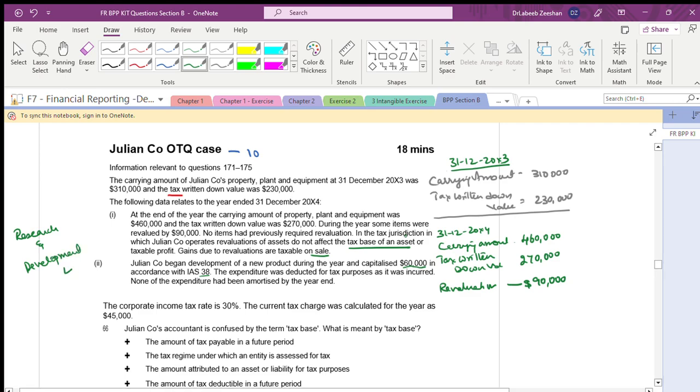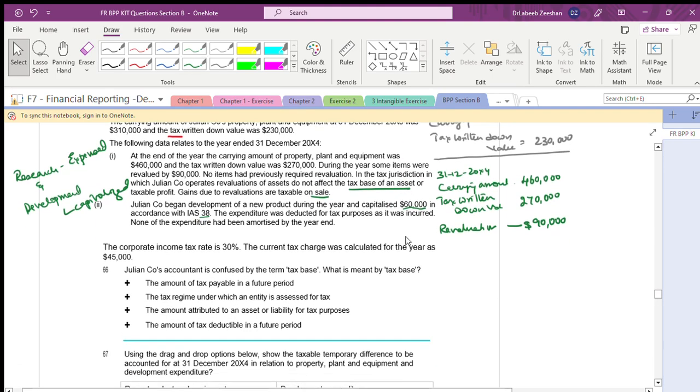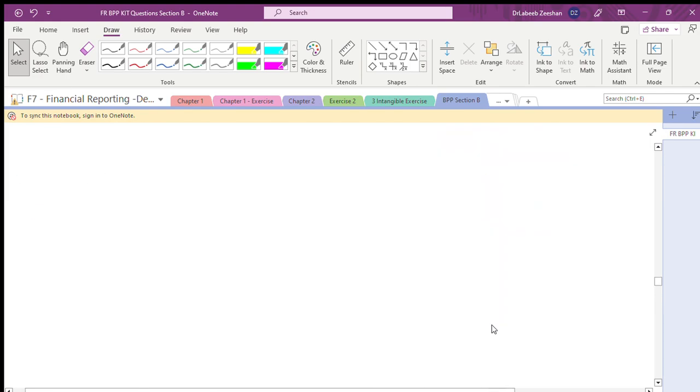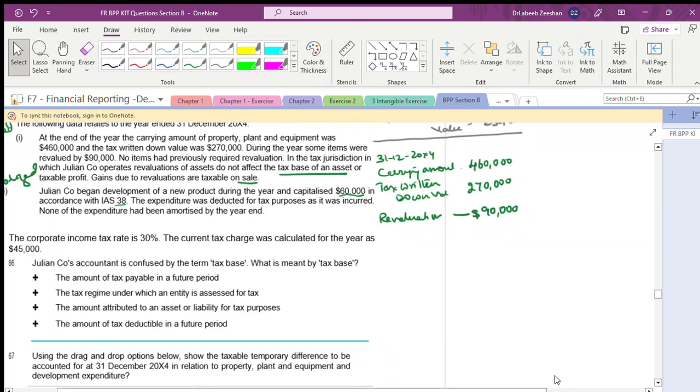Development is to be capitalized. Development expenditure has to be there. Research expenditure should be expensed. This is the very simple concept with respect to IAS research and development. None of the expenditure has been amortized by the year.